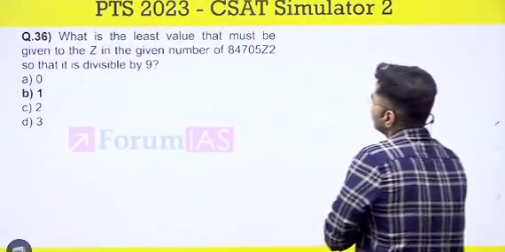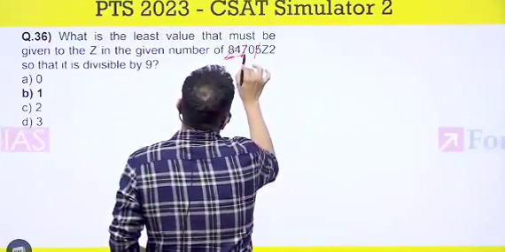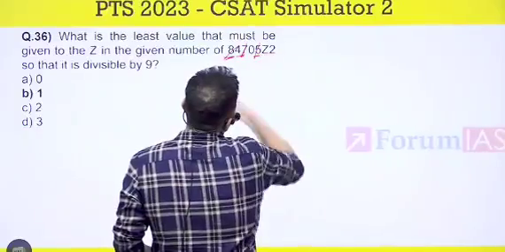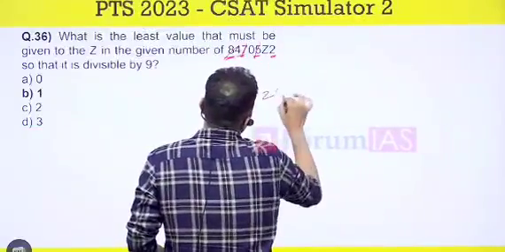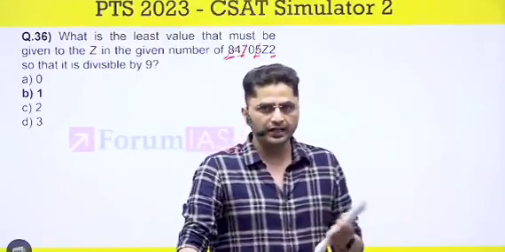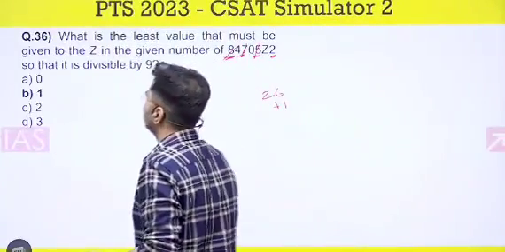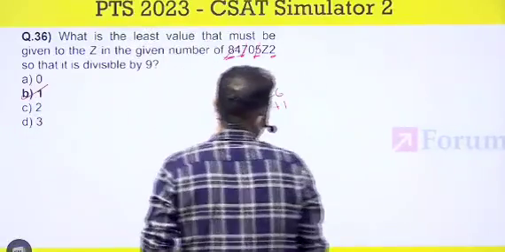Then what is the least value? This is simple, divisible by 9, right? So 8 plus 4, 12, 12 plus 7, 19, 19 plus 5, 24, 24 plus 2, 26. So I've reached 26. For it to be divisible by 9, I have to make the sum 27. So for that, I need to add 1. So the answer would be 1.